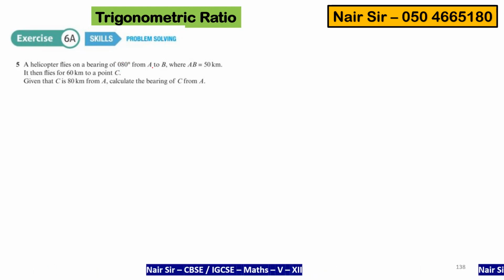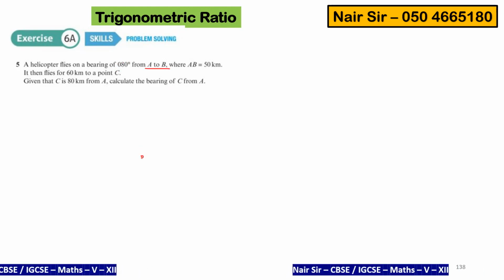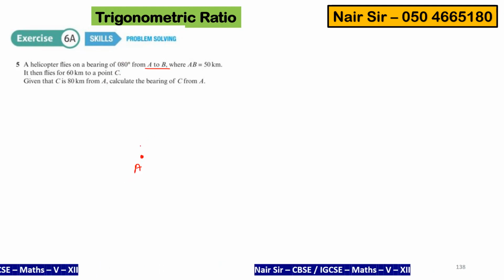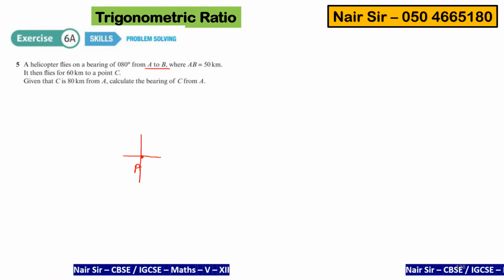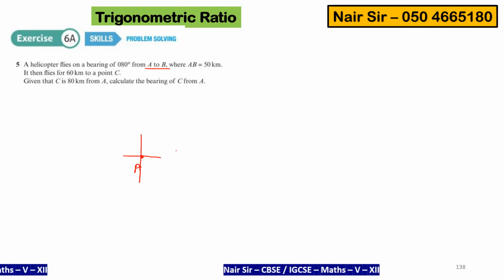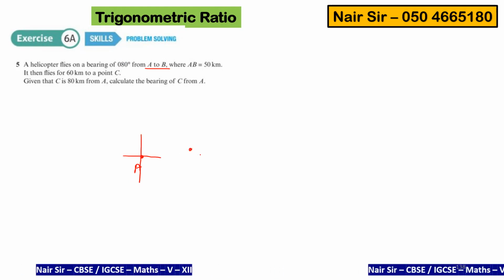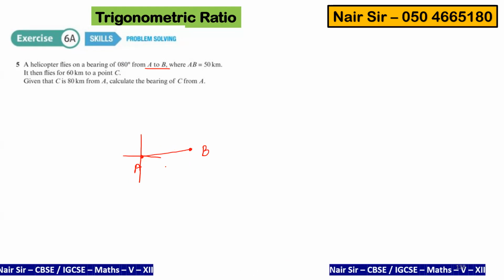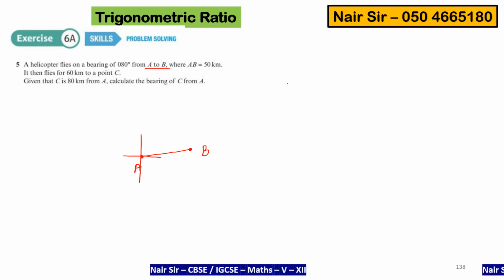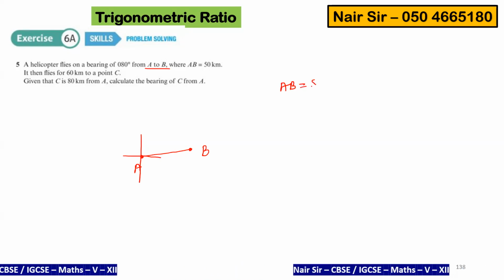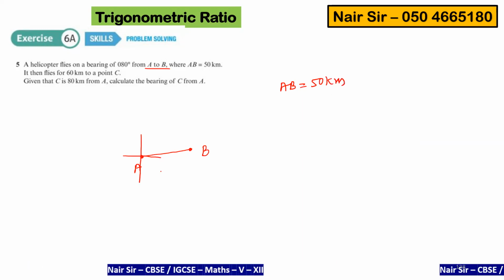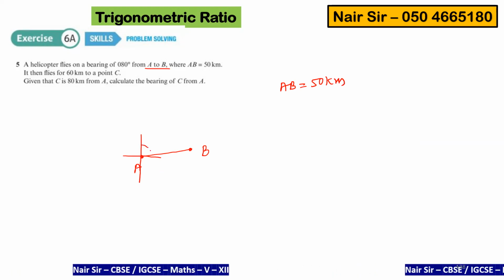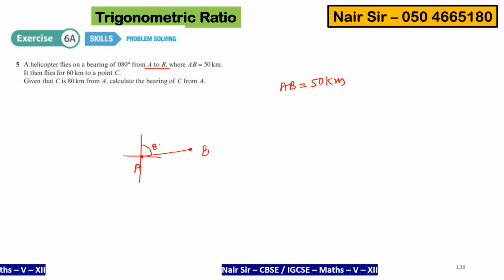Now, the helicopter is flying from A to B. So let this be point A. Whenever I get a bearing, what is the first thing that I do? I draw this. 80 degrees, so it will be somewhere here. This is the place where B is, and this distance is nothing else but 50 kilometers. So AB is equal to 50 kilometers. And what is the bearing? Bearing is 80 degrees. This is my bearing.